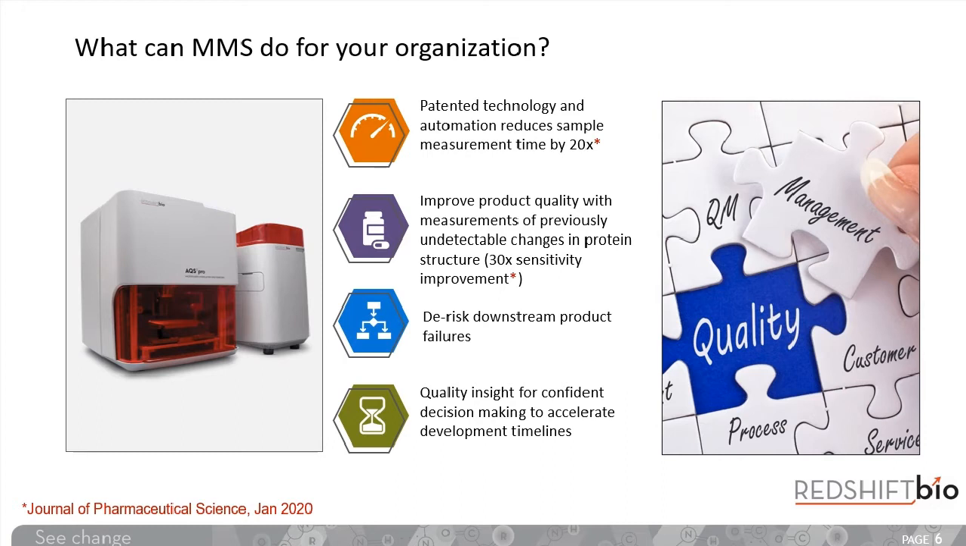At the heart of MMS are high-quality results. Automation increases reproducibility and also decreases hands-on time by over 20-fold from traditional secondary structural techniques. MMS provides a greater than 30-fold improvement in sensitivity over traditional FTIR and a 5-fold increase in sensitivity over circular dichroism. This high sensitivity and reproducibility gives you the confidence you need to move forward with only the best potential drug candidates.